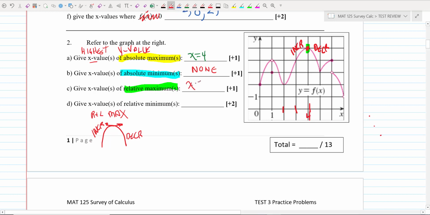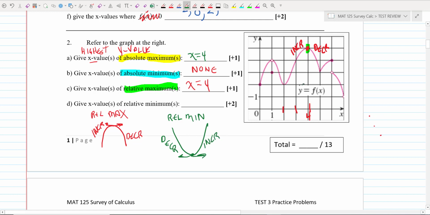So that would be at x equals 4. Okay. Now, a relative min is just the opposite. That would mean the graph does this. It decreases, hits a low point, and it has to be defined, where that's a place where the tangent line would be horizontal. Then it's got to increase.